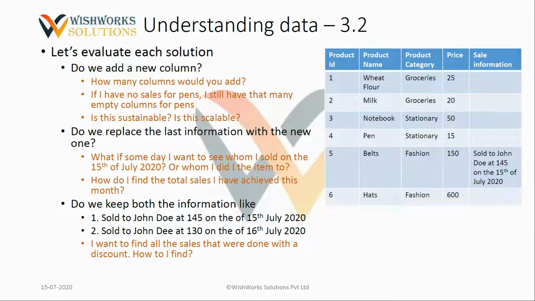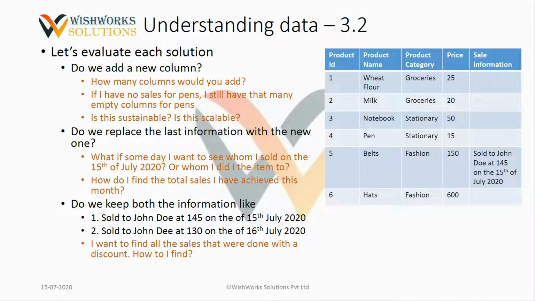Let's see. The third approach is that we keep both the information in the same cell in this format, like sold to John Doe at 145 on the 15th of July 2020, and second entry sold to John D at the rate 130 on the 16th of July 2020. What will be the drawbacks of this case? Is that if somebody asks me, give me the total discount that has been given on belts. How do I find that? Because in the same cell, I have information for 145, I have information for 130, I have information for God knows whatever amount, like 150 also, or maybe 138 also.